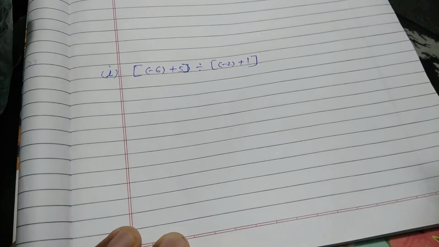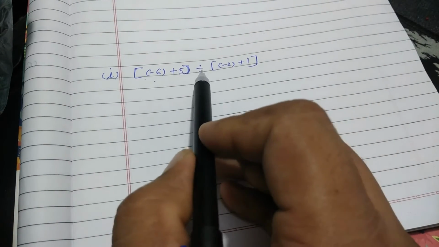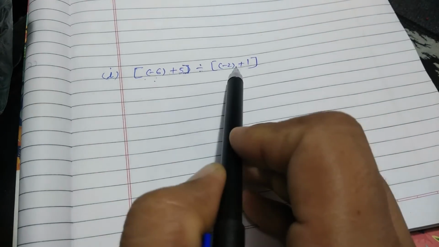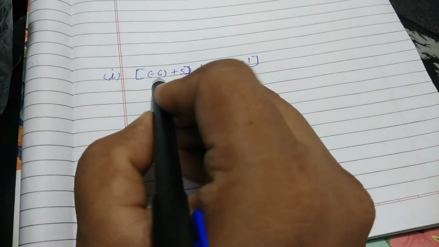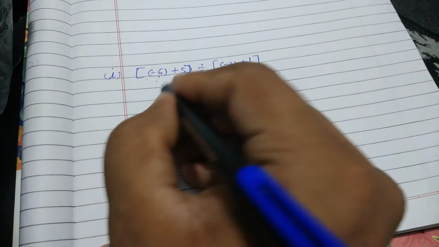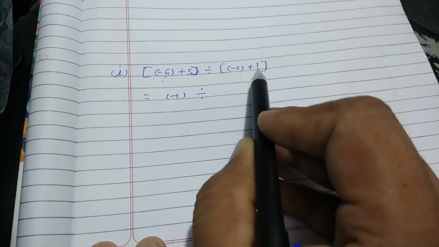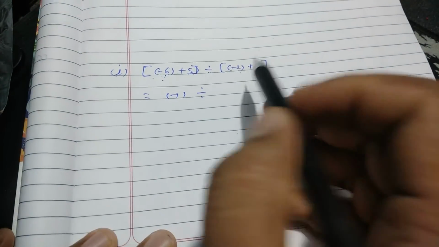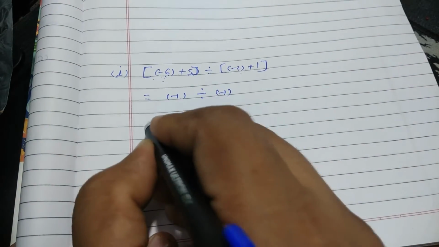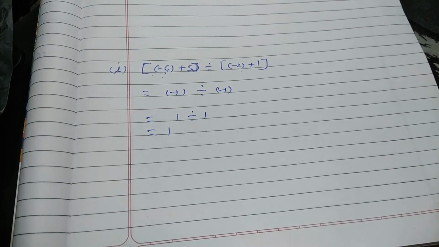Next, in the big bracket, minus 6 plus 5, divided by, in the big bracket, minus 2 plus 1. So first of all, we will solve these brackets and then we will open it. Here minus 6 plus 5, that is 6 minus 5, 1, and the minus sign, so that is minus 1, divided by, now here minus 2 plus 1, that is 2 minus 1, 1, and the minus sign, that is minus 1. Minus minus is there, so we can write it as 1 divided by 1, which is equal to 1.